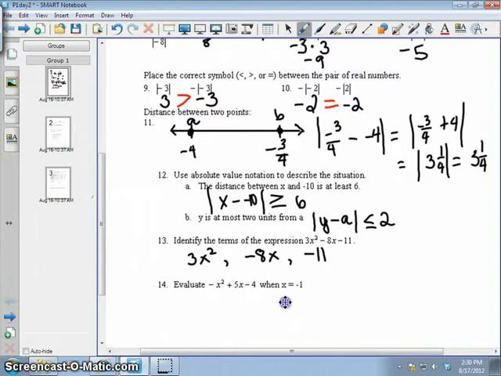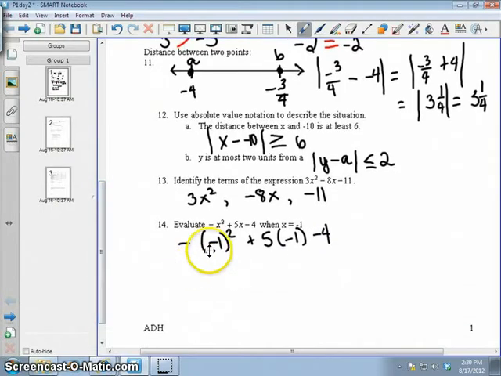Number 14, we're going to substitute negative 1 for x. So we have the opposite of negative 1 squared plus 5 times negative 1 minus 4. And then just follow the order of operations and work that through. Powers come first, so this is the opposite of positive 1. And then 5 times negative 1 is negative 5. Working left to right, negative 1 and negative 5 is negative 6, and negative 6 minus 4 is negative 10.